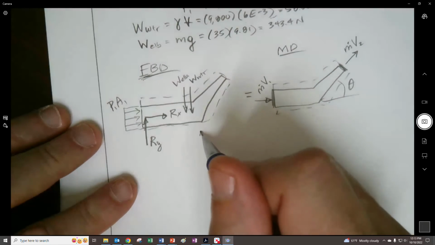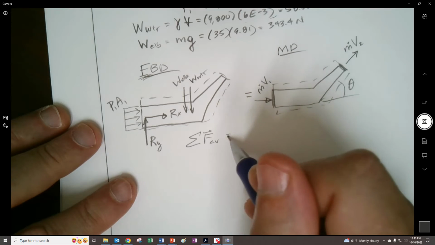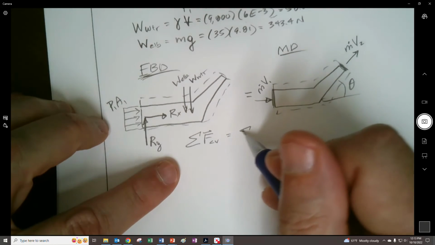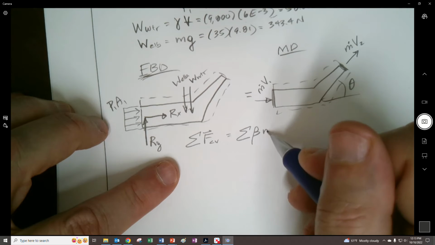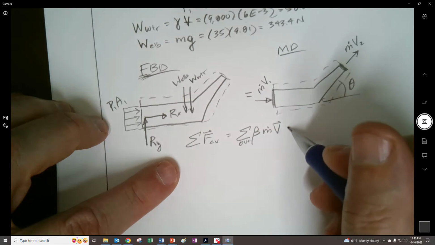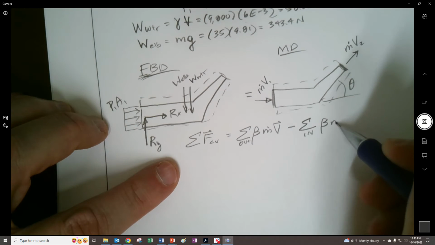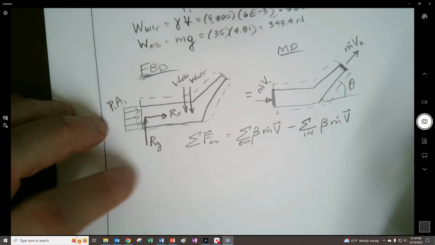Why not? So the main equation we're using, I like to put the main equations before we go to the individual parts of the thing. We know that's going to be the beta mass flow times velocity out minus beta m dot times velocity in.